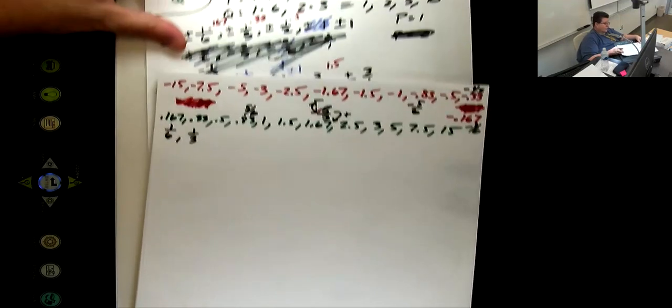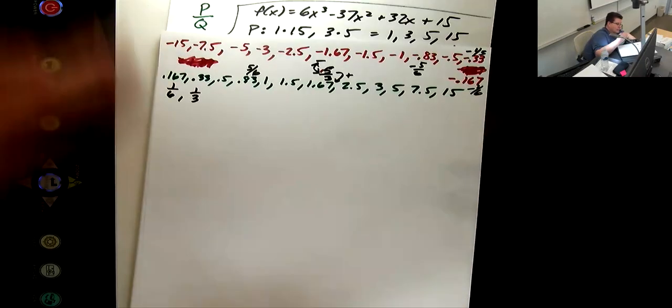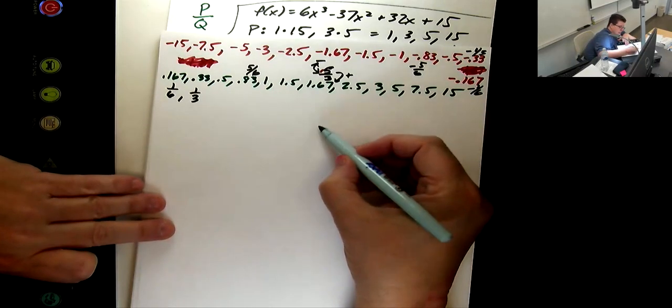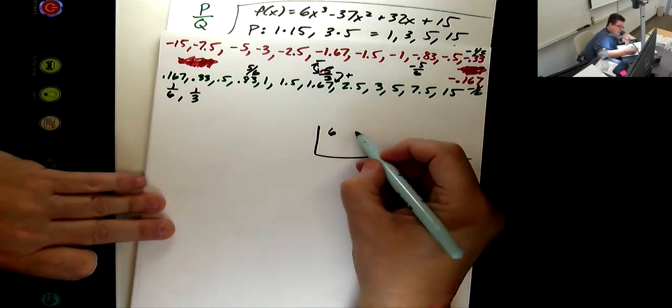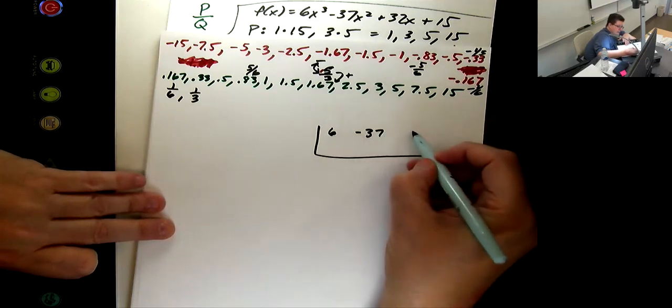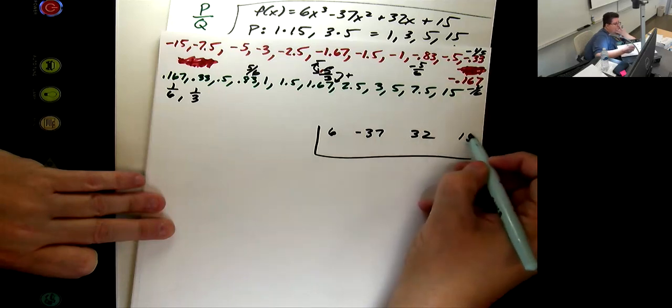All right, so our coefficients were 6, -37, 32, and 15.